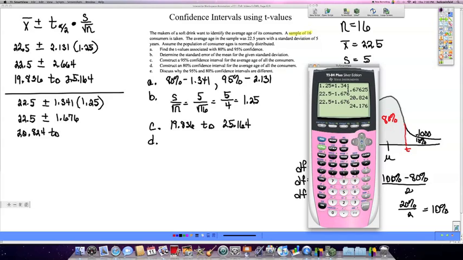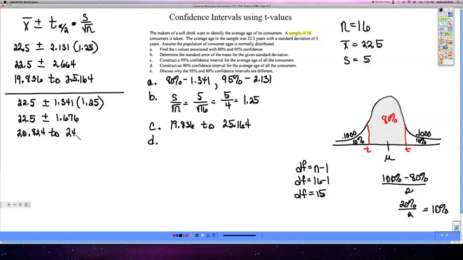Change that to addition, and we have the 24.176. On Part E, discuss why the 95% and 80% confidence intervals are different.